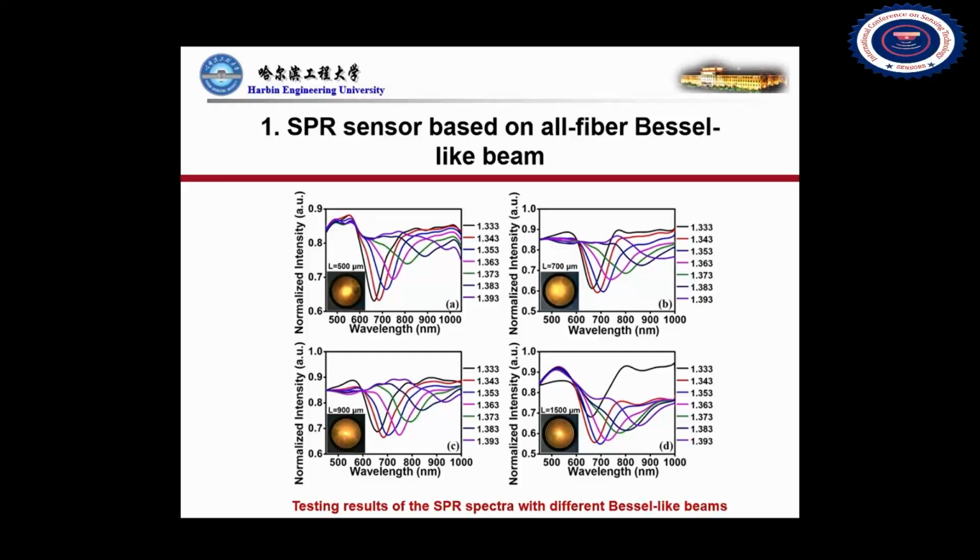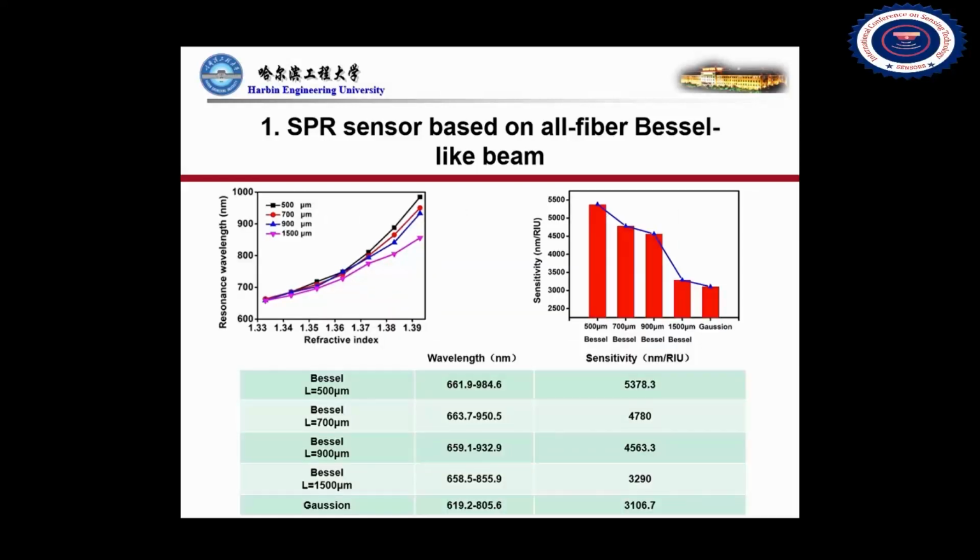These are the experimental results. The grinding angle is set to 12 degrees, and the grinding depth is 62.5 micron. The only variable is the length of multimode optical fiber, and we set it to be 500 micron, 700 micron, 900 micron, and 1500 micron. It can be seen that with the increase of the refractive index of glycerol solution, the resonance wavelength of surface plasma resonance redshifts. It can be concluded that with the decrease of multimode fiber length, the refractive index sensitivity gradually increases.